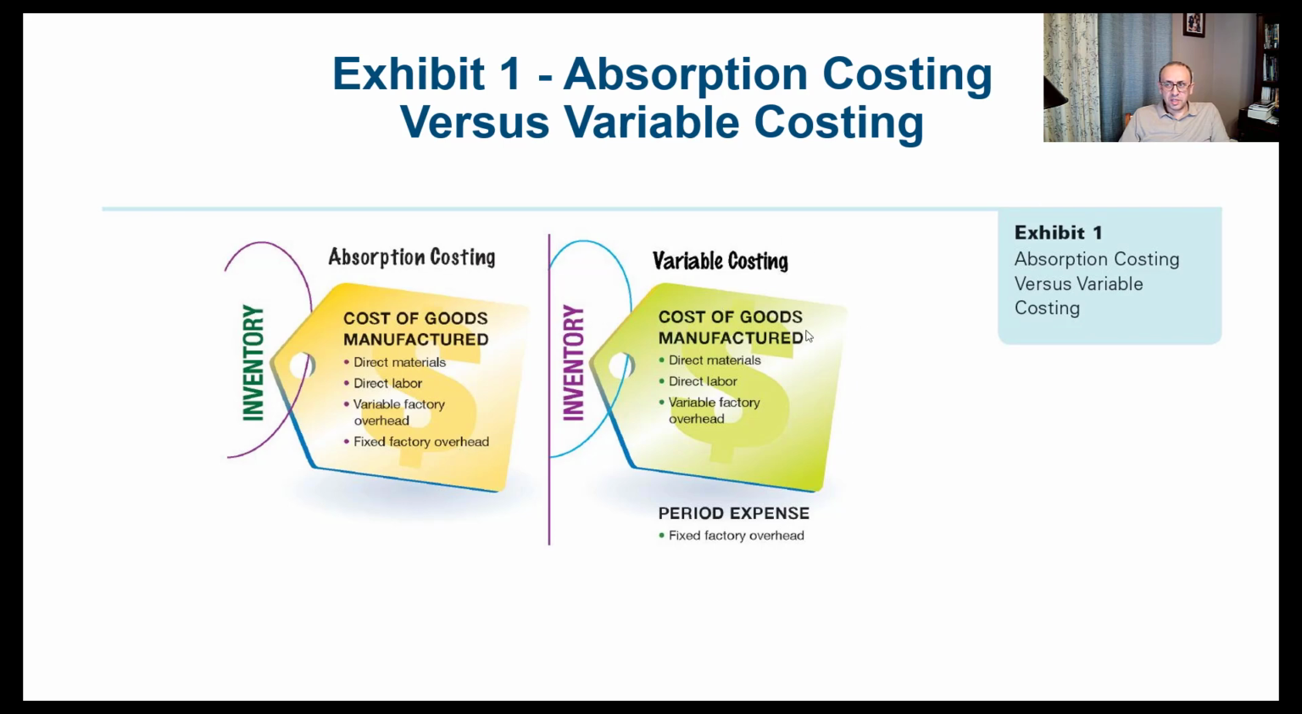Under variable costing, how we calculate the cost of goods manufactured is slightly different. It's direct material, direct labor, and the variable factory overhead, and that would be the inventory value. The fixed factory overhead would be part of the period expenses. Due to this difference, the value of inventory would be different based on which method we're applying. So inventory would not be the same.